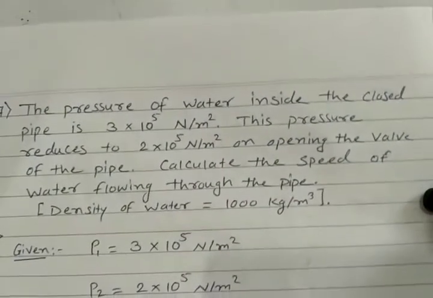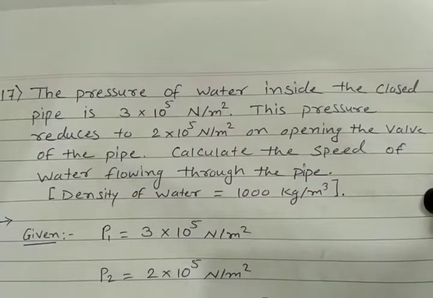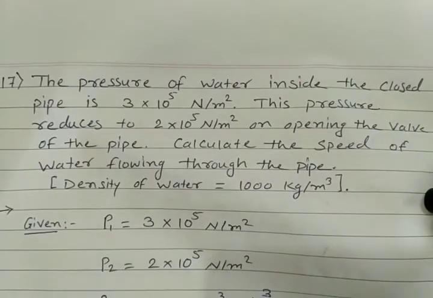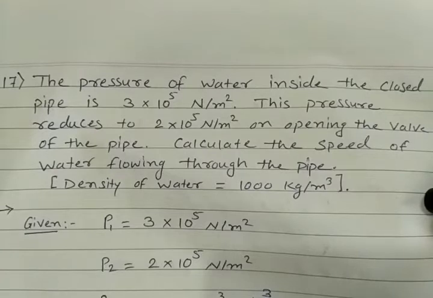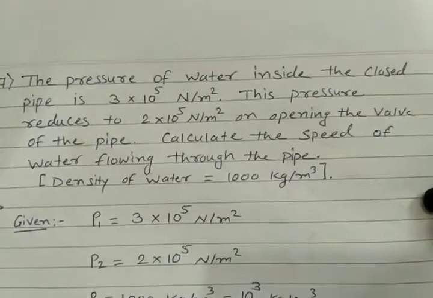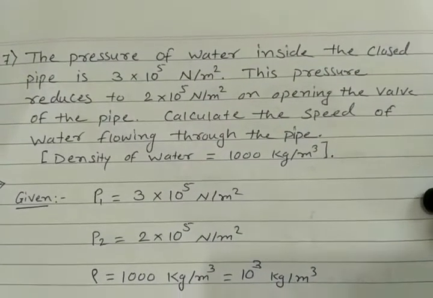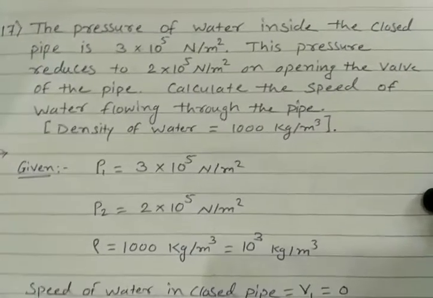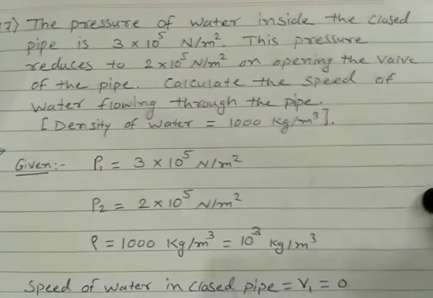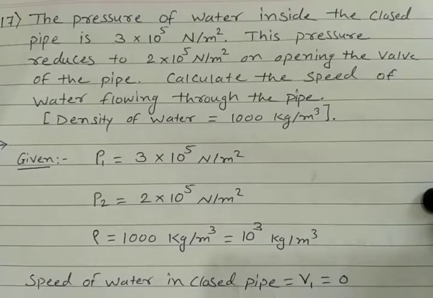The 17th numerical now. The pressure of water inside the closed pipe is 3 into 10 raised to 5 Newton per meter square. This pressure reduces to 2 into 10 raised to 5 Newton per meter square on opening the valve of the pipe. Calculate the speed of water flowing through the pipe. The density of water is 1000 kg per meter cube.